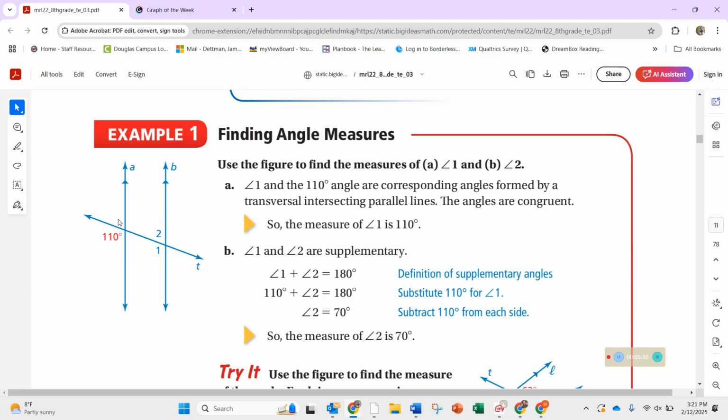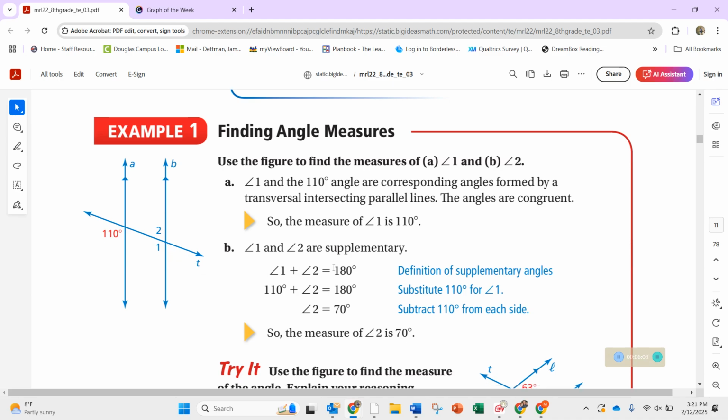Just like this angle right here and angle 2 are the same. So if I know this, and then I can go this plus some unknown, and I know that these angles are on a straight line, that's going to equal 180.